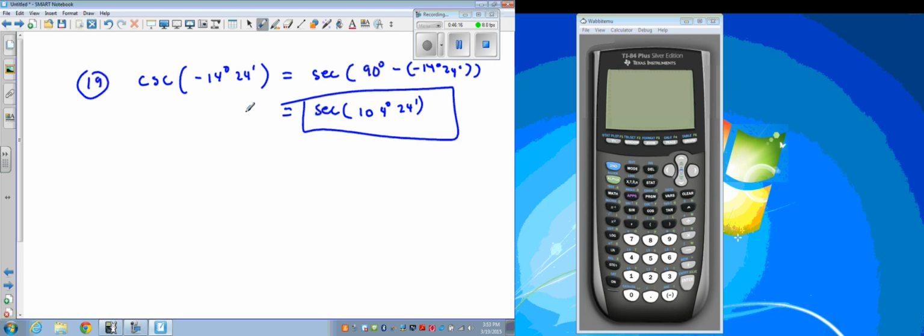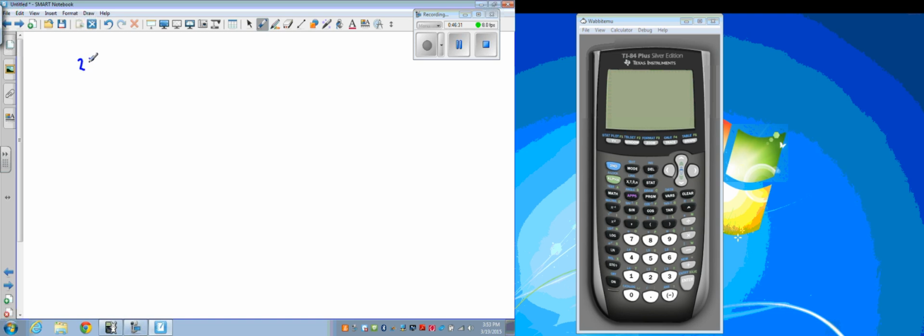And the next set of problems says use identities to fill each blank with the appropriate trigonometric function name. 28 says the sine of 2 pi over 3 equals.